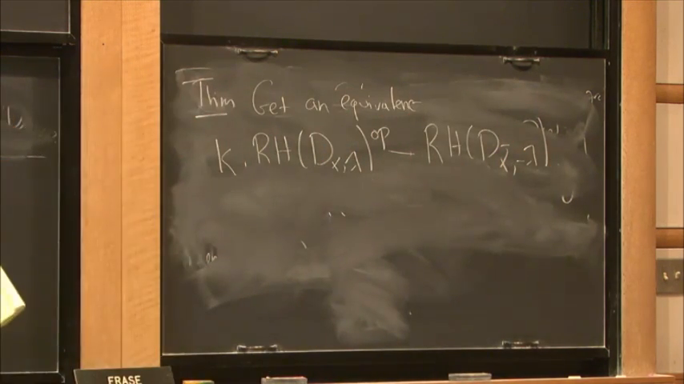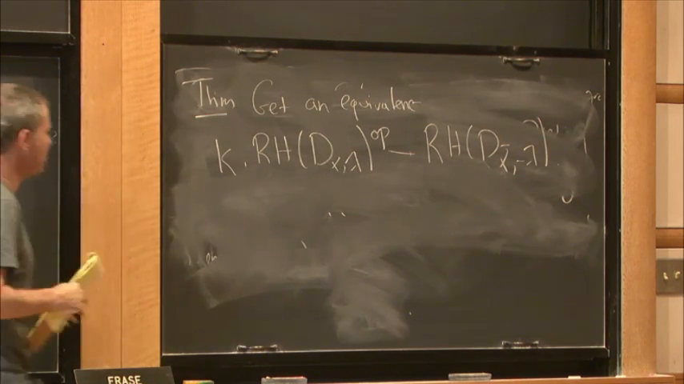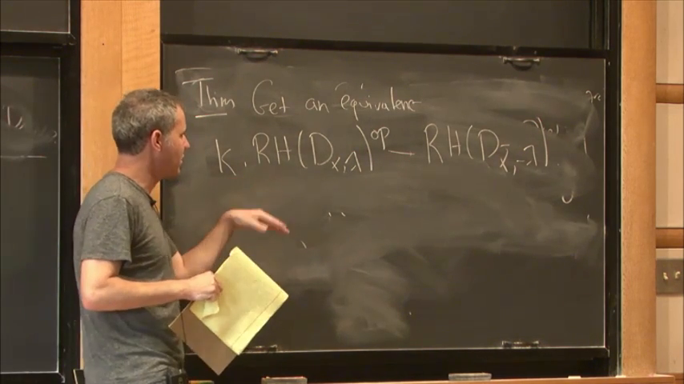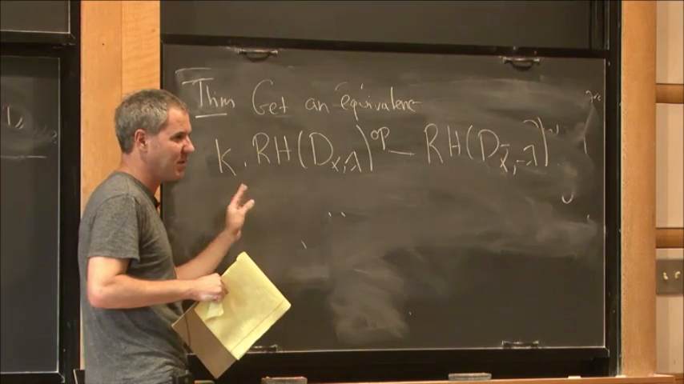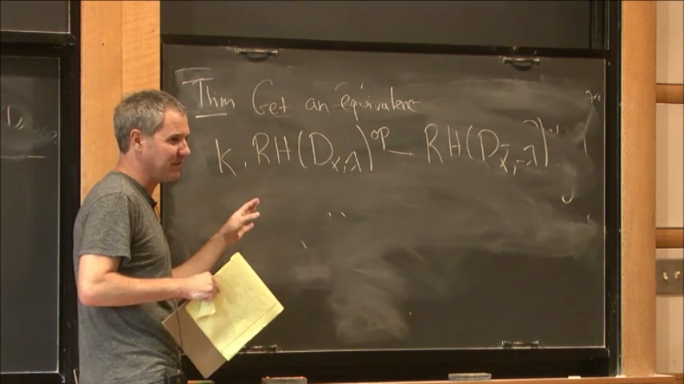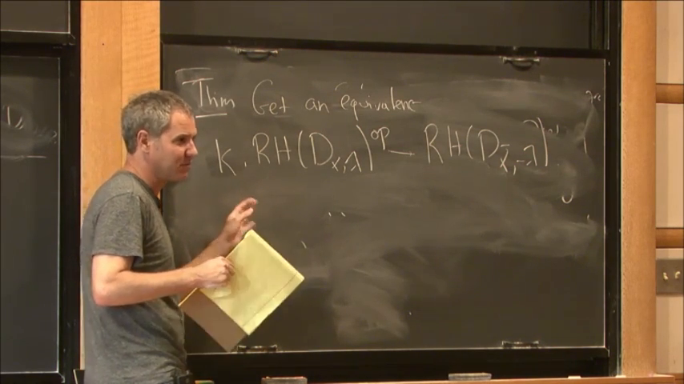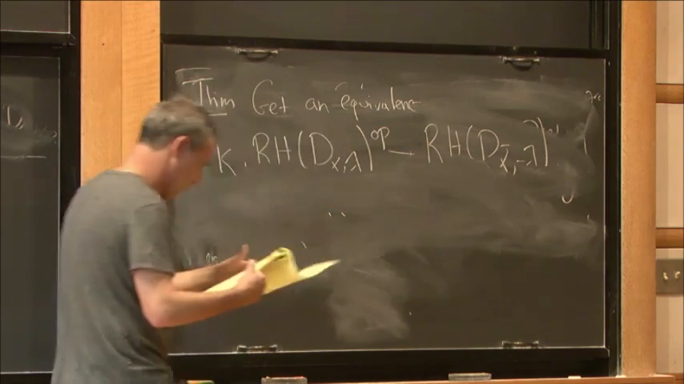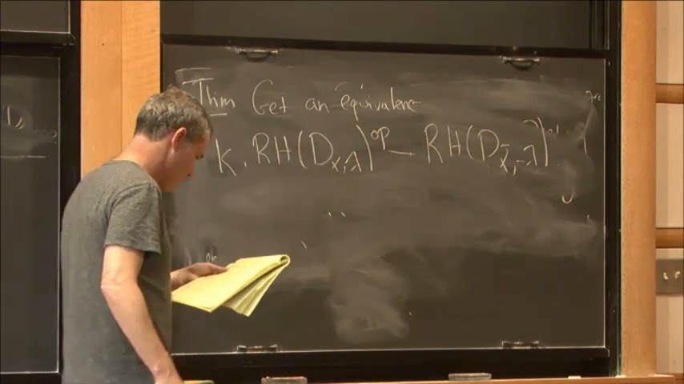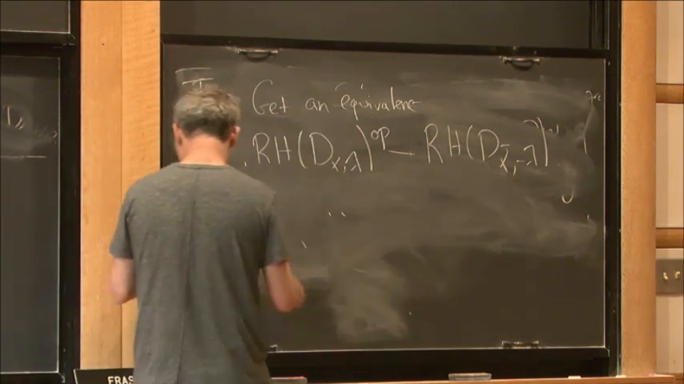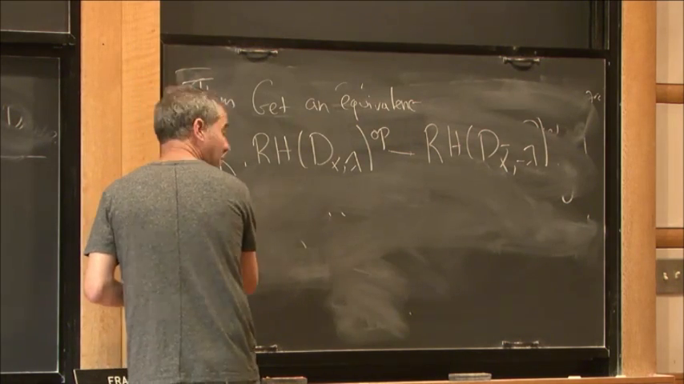And maybe I should say, in the case where X is G mod B, Kashiwara and Barlet proved an equivalent statement. I like the way this is set up better, but okay. Yeah, so maybe one little remark.